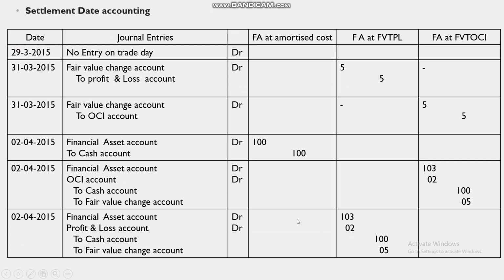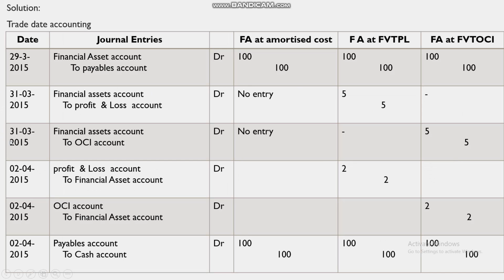Fine. So let's see the difference in the settlement date account. On 29/3/2015 there is no settlement, that's why there is no entry. Okay, this is the trade date, that's why there is no entry, because we are writing these accounts on the settlement date. On 31/3/2015 there is a fair value change account. There are changes in the fair value, so that's why the fair value change account refers to the profit and loss account. So let's compare here on the 31st of March.